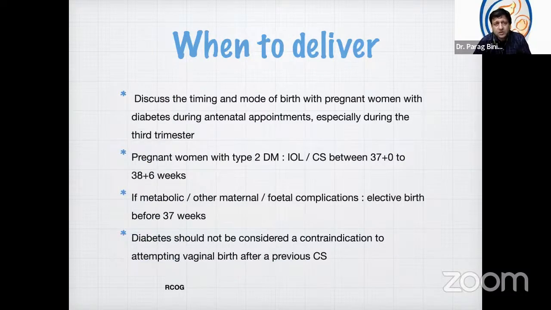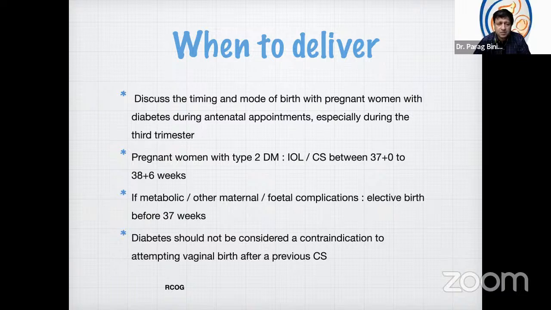So the $1 million question is when to deliver. And if you look at various guidelines, they will talk differently. What most of us are following is the RCOG guidelines. So for pregnant women with type 2 diabetes mellitus, induction of labor or C-section between 37 to 38 plus 6 weeks.